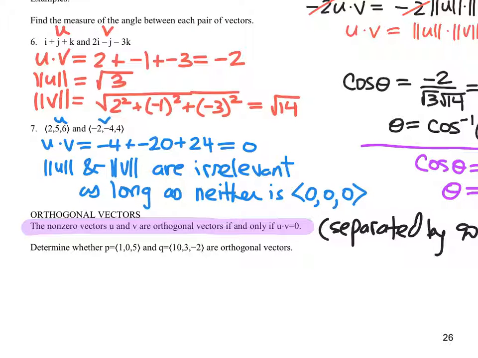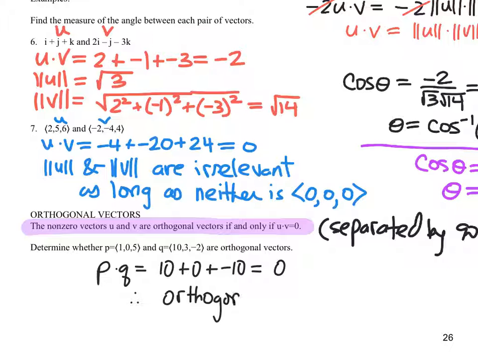All right, so P dot Q is equal to 10 plus 0 plus -10. Result is 0, therefore orthogonal. Put a little exclamation point. I'm very enthused about that.